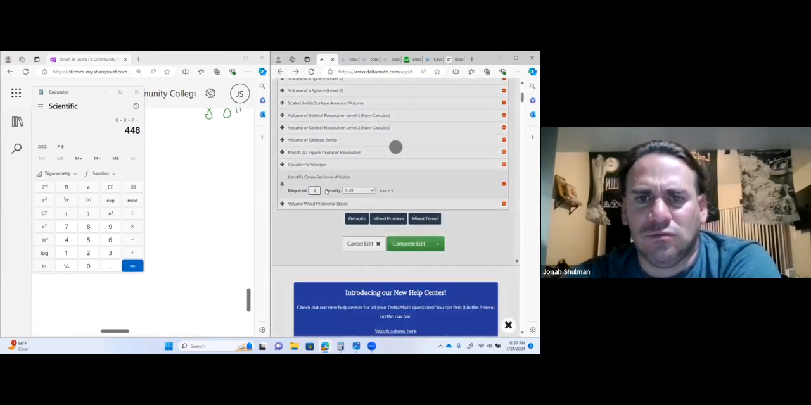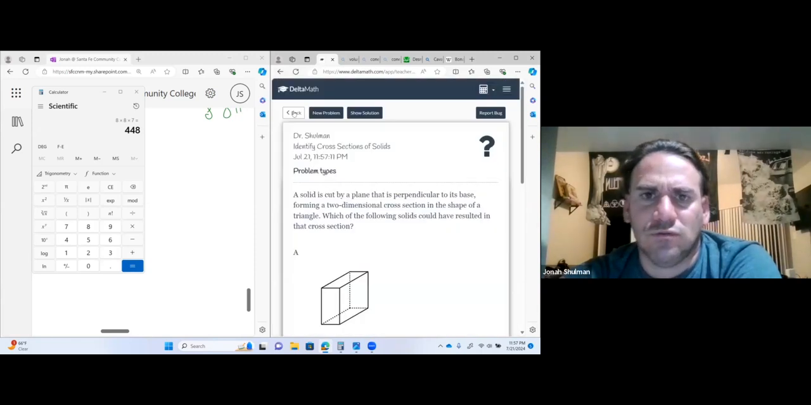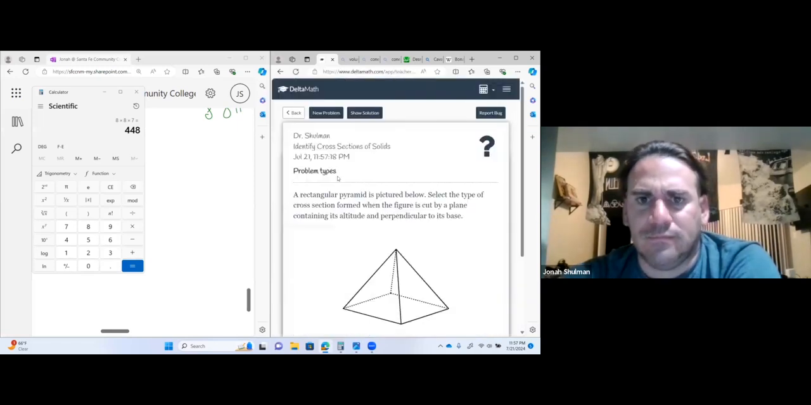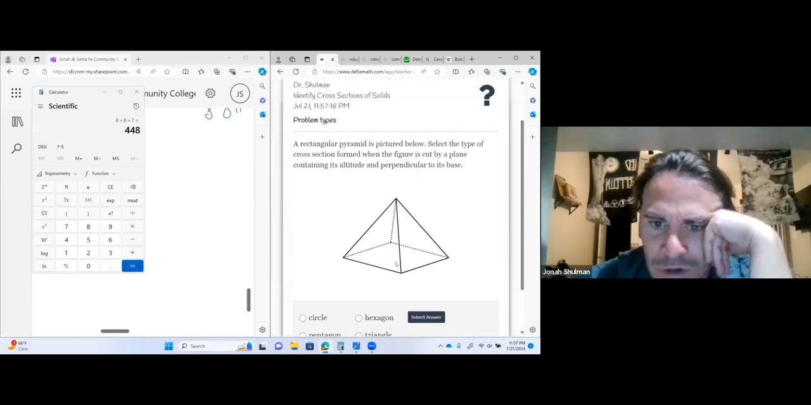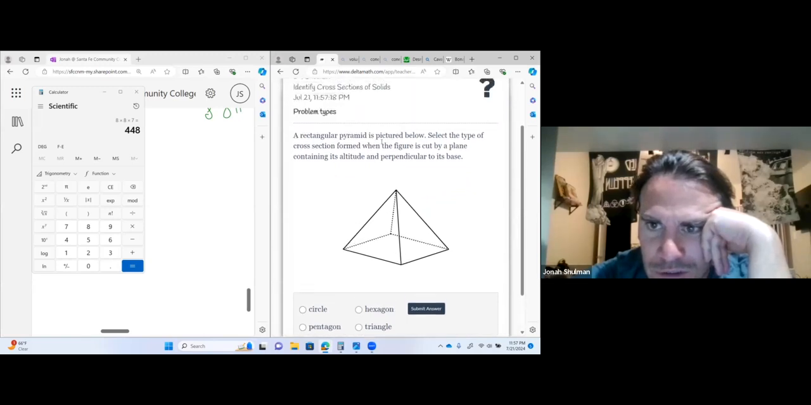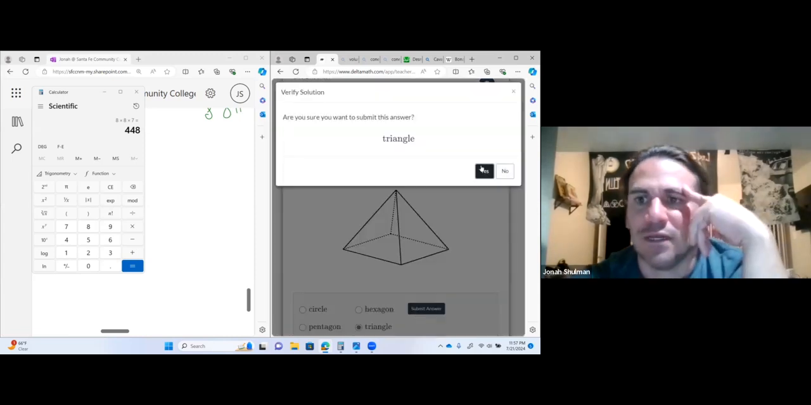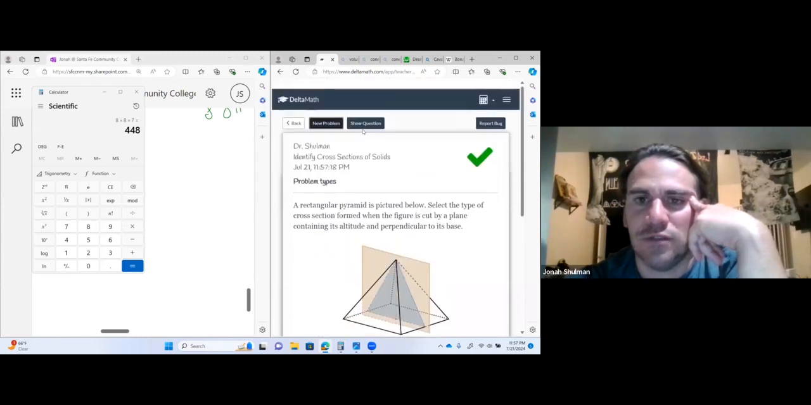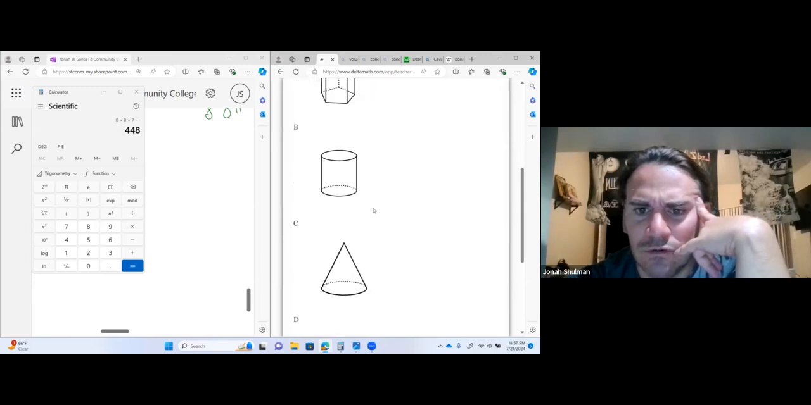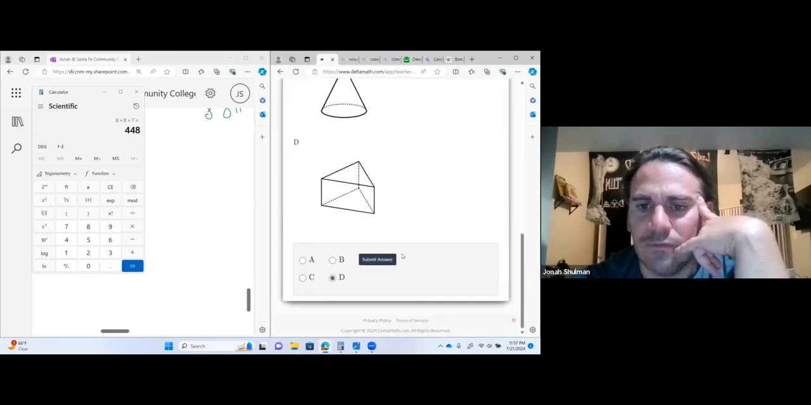All right, the last two, the cross sections of solids. Oh, we should do 2 of these. You should do 3 of them. All right, a rectangular pyramid is pictured below. These are all going to be when the figure is cut containing the altitudes. That's up and downs. We're talking triangles there. That's got to be a triangle. Nice. Solid cut by a plane parallel to its base, forming a cross section of a triangle. D for sure.